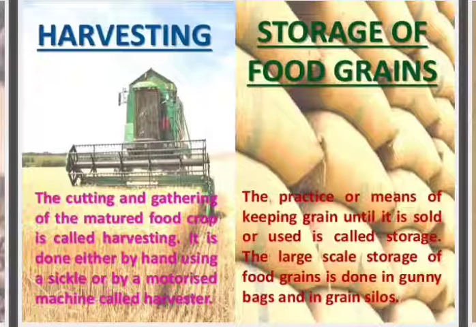Harvesting. The cutting and gathering of the matured food crop is called harvesting. It is done either by hand using a sickle or by motorized machines called harvesters. The last step is storage of food grains. The practice or means of keeping grain until it is sold or used is called storage. Large scale storage of food grain is done in gunny bags and in grain silos.